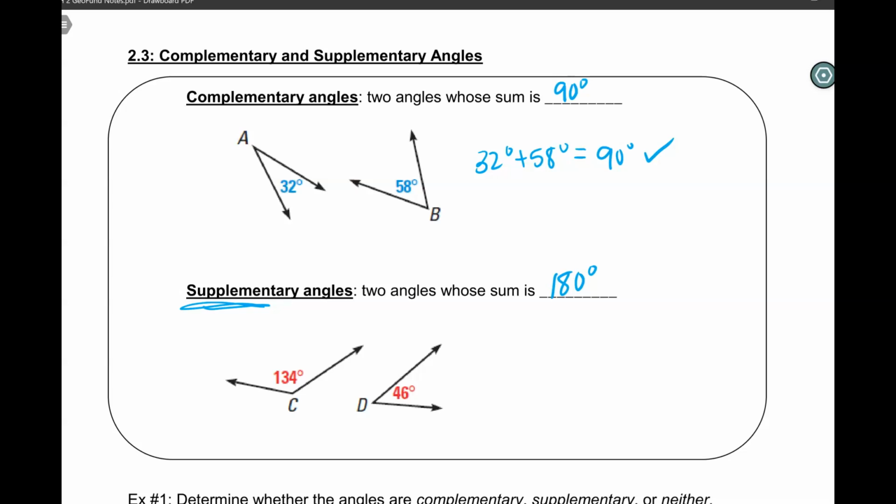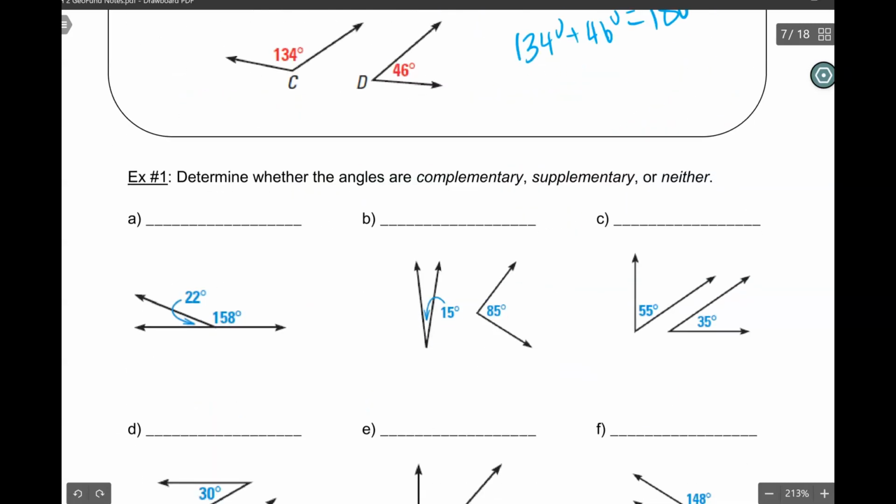Okay, so example 1. Oh, I forgot to add: if I add 134 plus 46, we get 180 degrees. Cool. So, determine whether angles are complementary, which is 90 degrees, supplementary, which is 180 degrees, or neither, if they are neither angle measure. So, for instance, this first one, we have 22 degrees, and we're adding 158 degrees. So that's going to be 180, and if it measures 180, they're going to be supplementary.